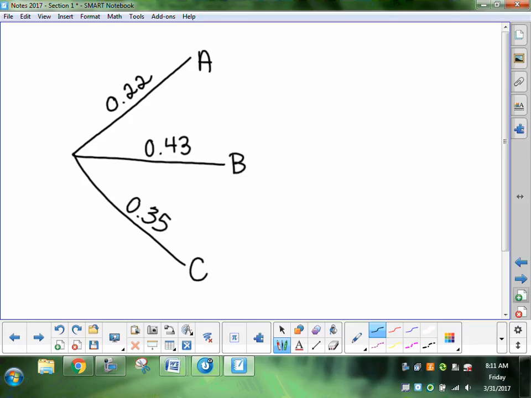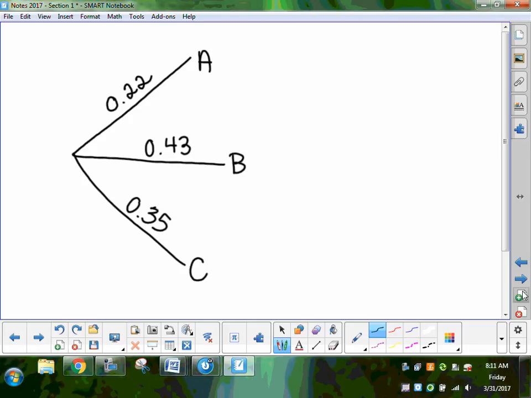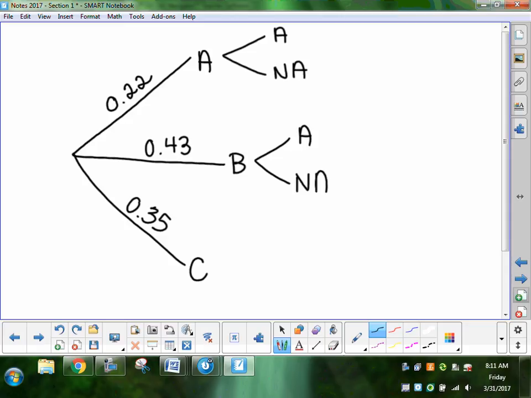Now, if you're in Group A, how many branches are you going to have coming off of A? Hands up, please, if you can tell me. Yep. What are those branches going to get labeled? And that's going to be the same for all of them. You're going to have an accident and a no accident group.